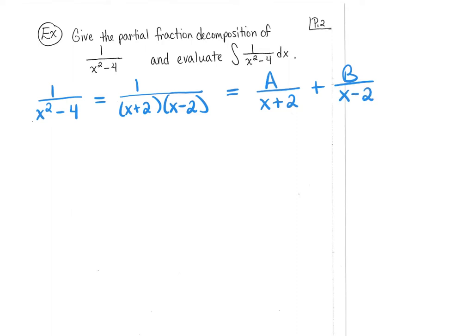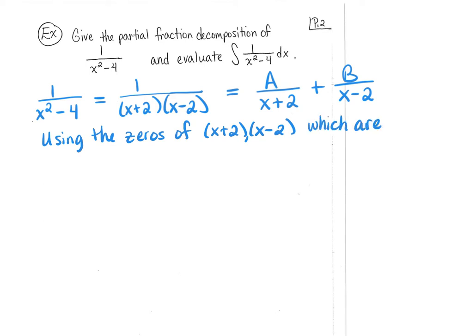But now we need to find out what a and b are. So we are going to use the zeros of x plus 2 and x minus 2, which are negative 2 and 2, we are going to find a and b. Okay, so let's do it.